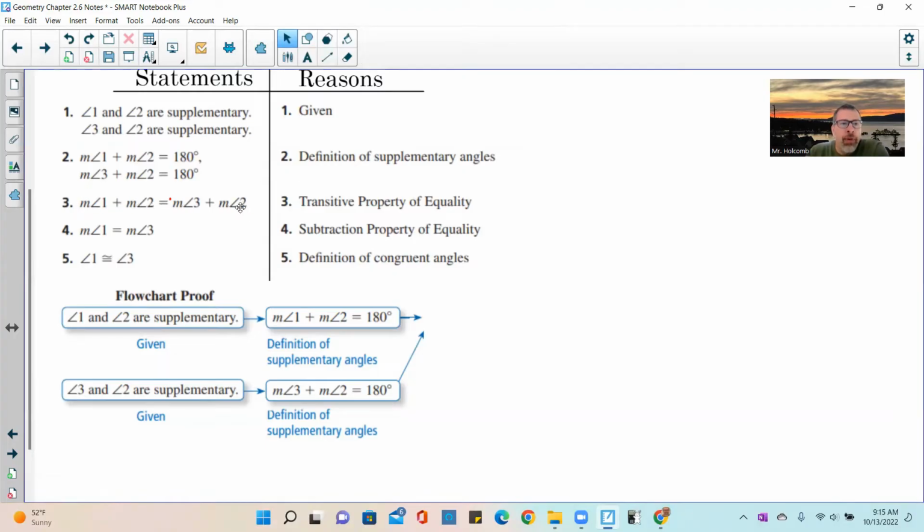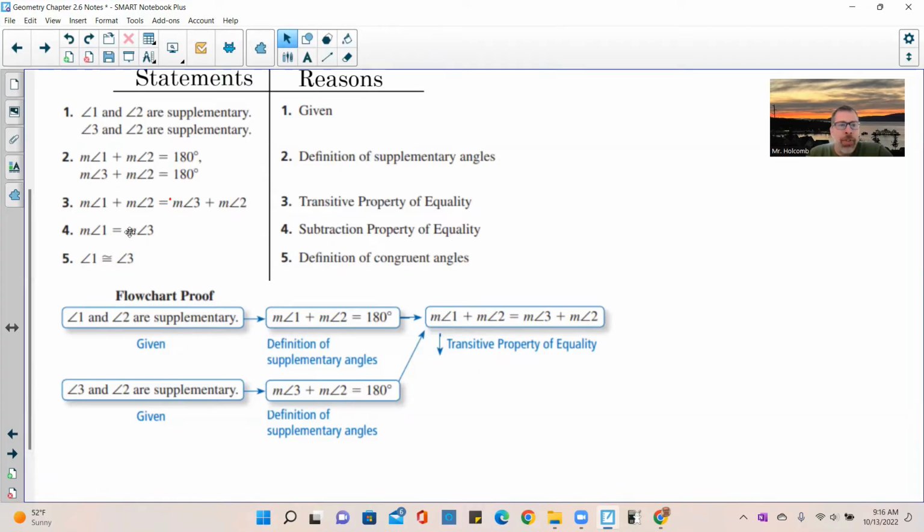So obviously we're then going to take this and say the measure of angle 1 plus the measure of angle 2 equals the measure of angle 3 plus the measure of angle 2. And the reason underneath it, transitive property of equality. And notice the arrows are just pointing to the next step.